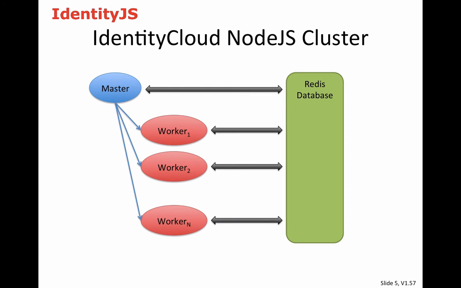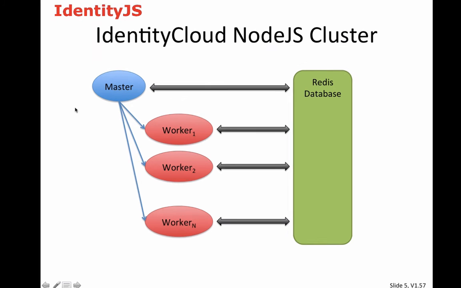Now let's look at the process architecture of Identity Cloud. Identity Cloud comes with a pre-configured Redis Node.js Express cluster that is packaged in a simple jar file that can either be unjarred or unzipped on the server in which you want to install it.